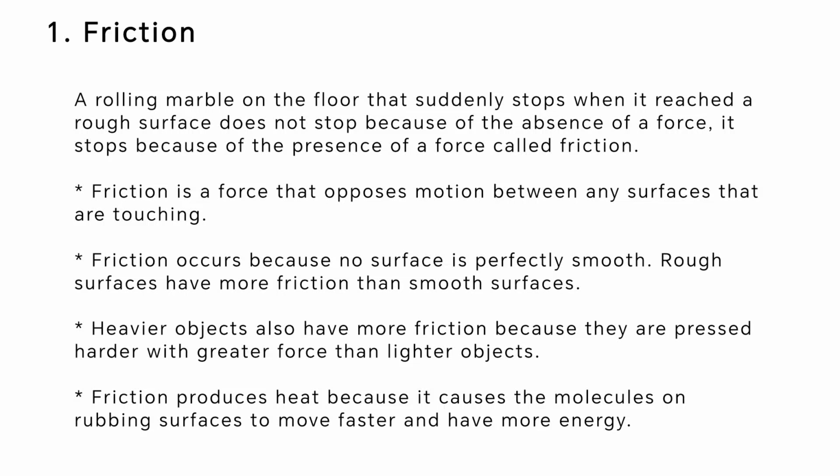Friction. A rolling marble on the floor that suddenly stops when it reaches a rough surface does not stop because of the absence of a force. It stops because of the presence of a force called friction. Friction is a force that opposes motion between any surfaces that are touching. Friction occurs because no surface is perfectly smooth. Rough surfaces have more friction than smooth surfaces. Heavier objects also have more friction because they are pressed harder with greater force than lighter objects. Friction produces heat because it causes the molecules on rubbing surfaces to move faster and have more energy.